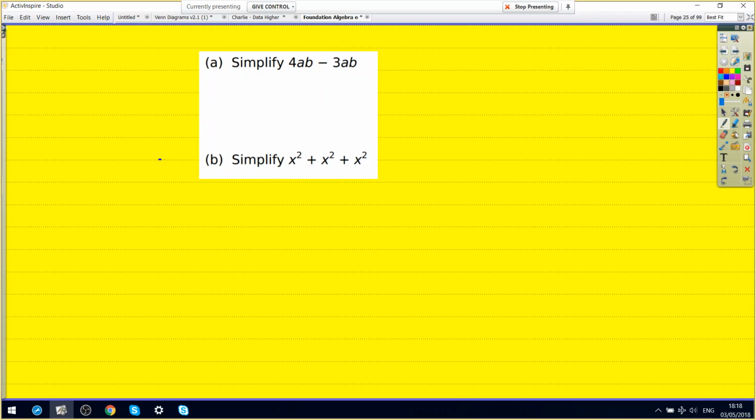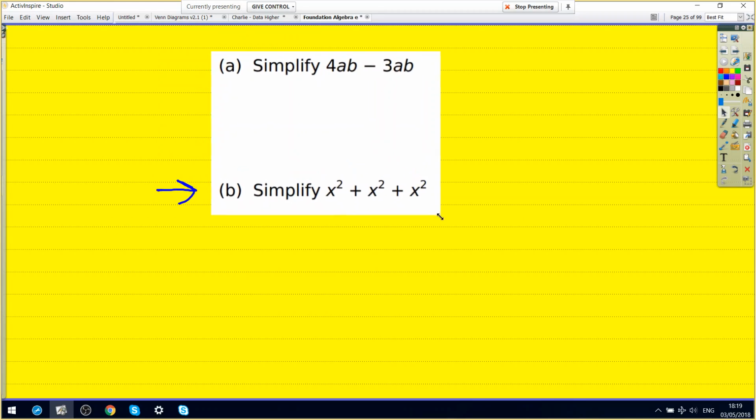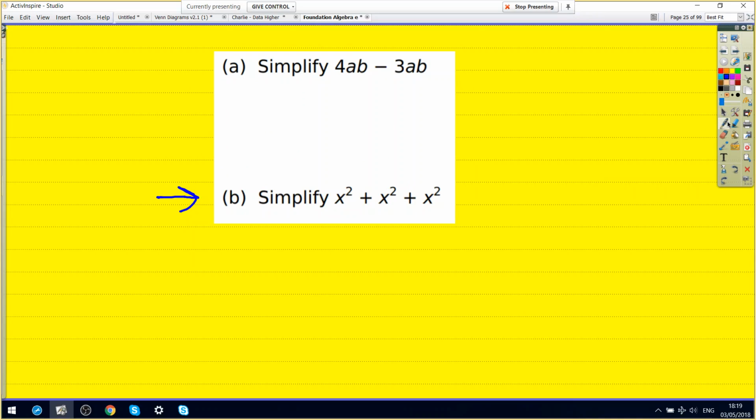How about part B? x squared plus x squared plus x squared. 6x. Actually, no. Would that be x6? That would be if it was times between them. That's 6x. Well, there aren't 6x squareds. Oh, 3x. Oh. So x plus x plus x is 3x.